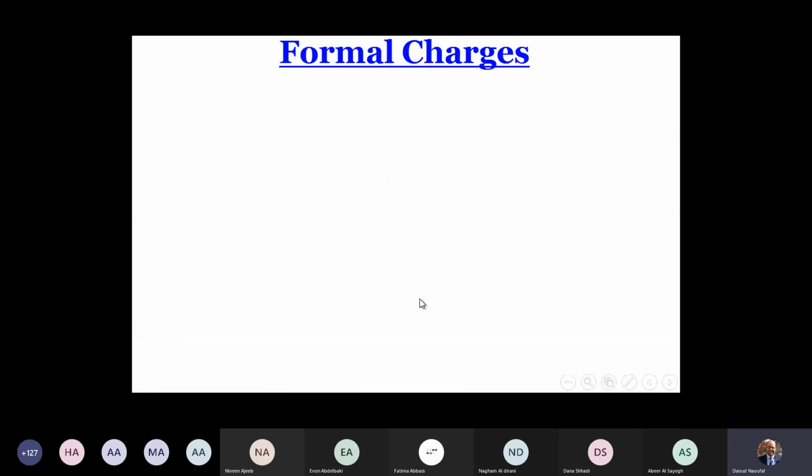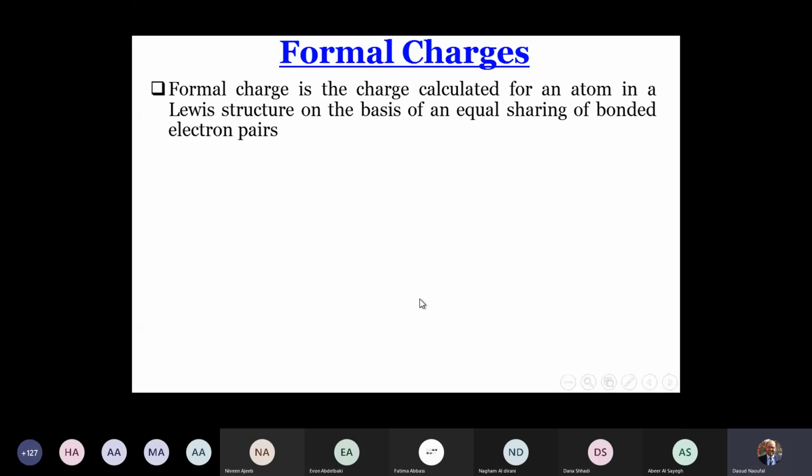We pass to the formal charge. What is the formal charge? The formal charge is the charge calculated for an atom in a Lewis structure on the basis of equal sharing of bond between electron pairs.